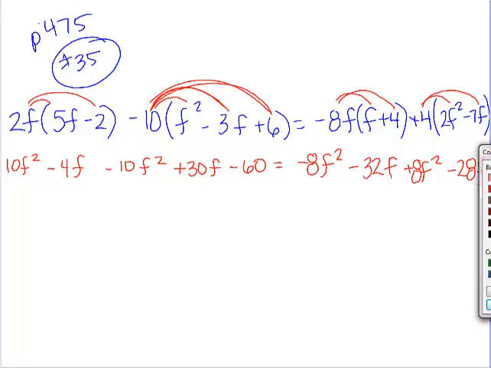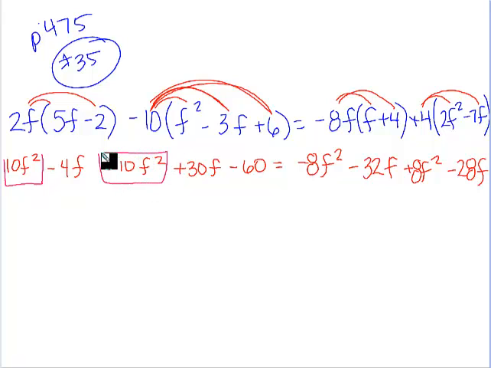Okay, so we got the distributing done. So now we got the distributing done, what are we going to look for? Any like terms that we can combine. So on the left-hand side, here's a 10f squared. Is there any other f squares on the left-hand side? All right, here, a minus 10f squared. If we have a 10f squared minus a 10f squared, what's going to happen to those two? Okay, so those two are canceling.